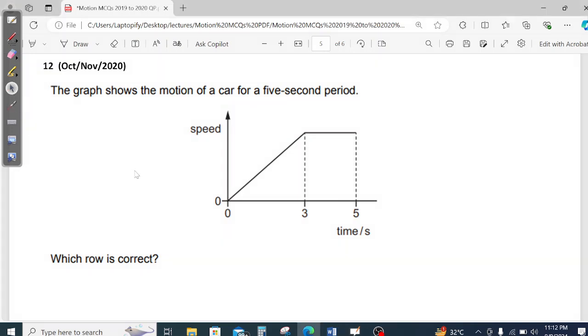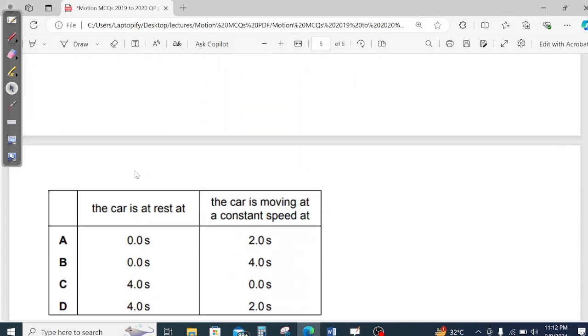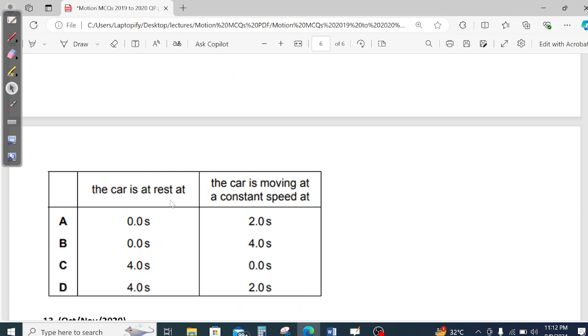So we have to look at the options. The car is at rest, and the car is moving at constant speed at, okay, you have to find out the time when the body is moving with constant speed and when the body is at rest. So we have two things, as I have mentioned here. The body is at rest when time is 0 seconds at the start of the journey. So options C and D will be wrong.